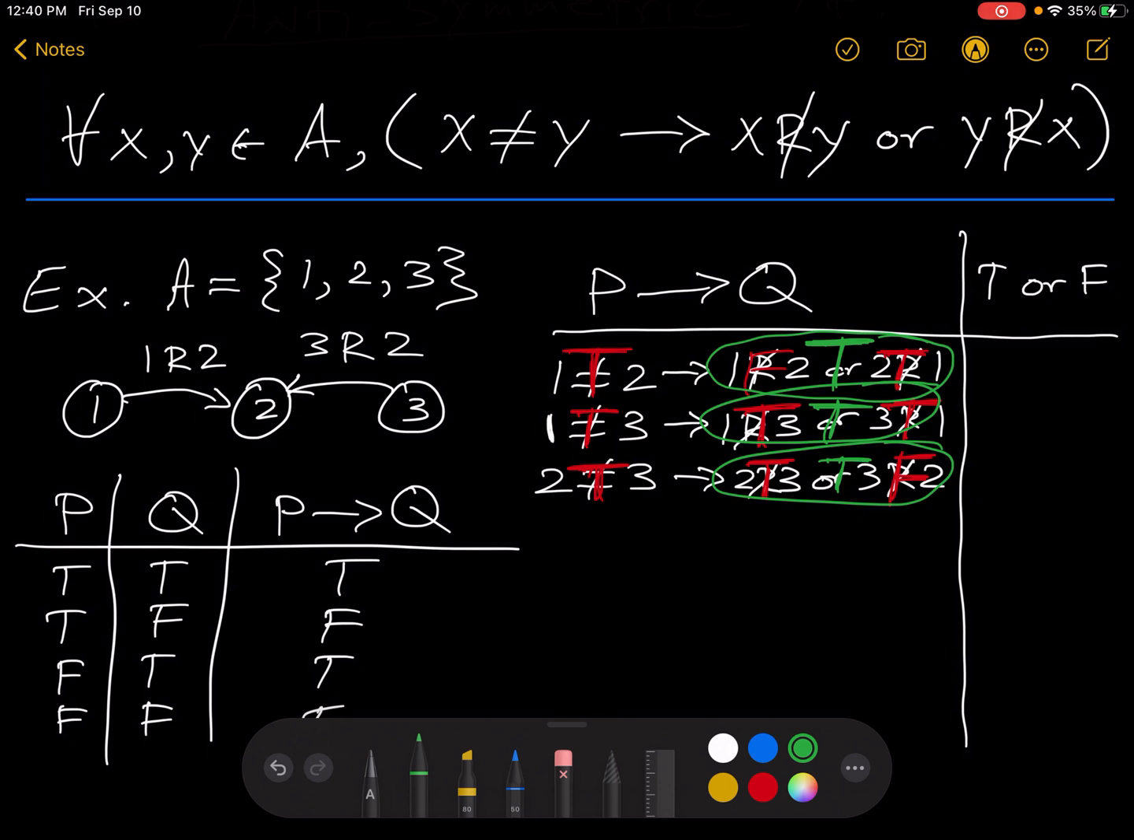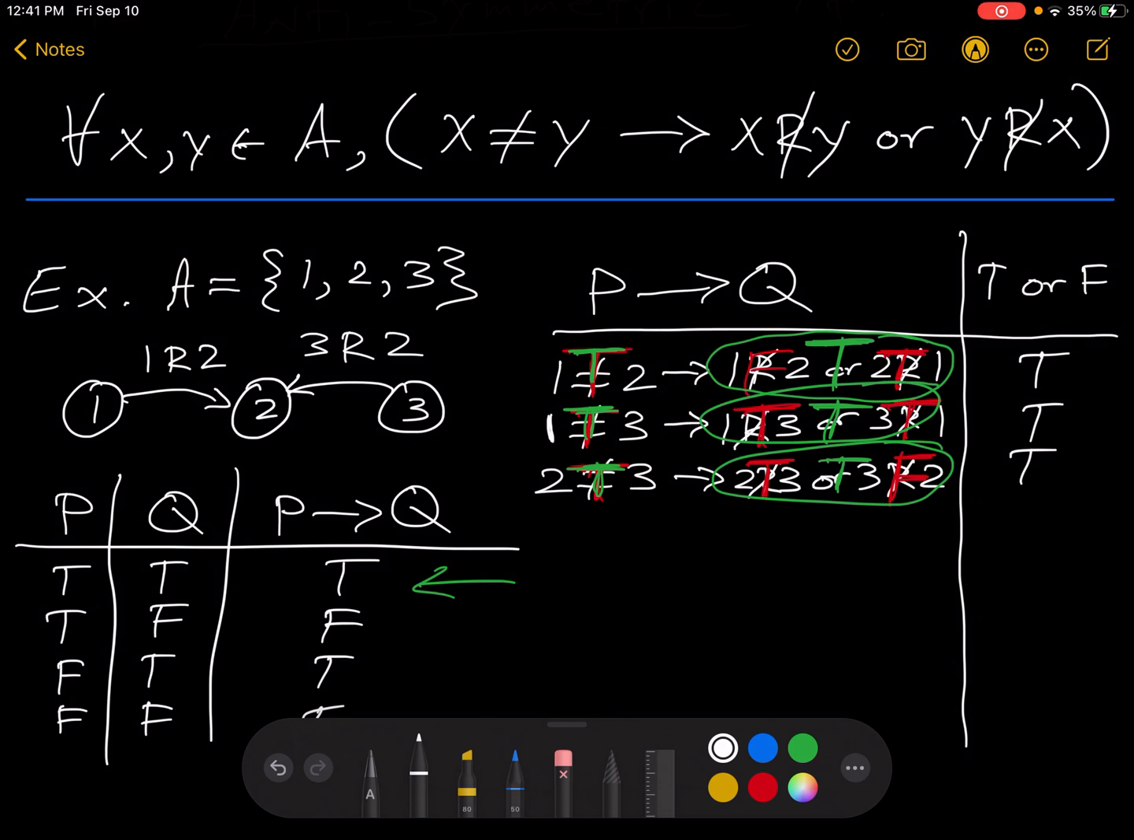So you see, what do we always have? I'll make these green so it's easier to see. We have true implies true. True implies true. True implies true. True implies true is always true. So we have true, true, true. So because all of the conditional statements that the underlined blue statement defines are true, then we know that P implies Q is true for all x, y in A.